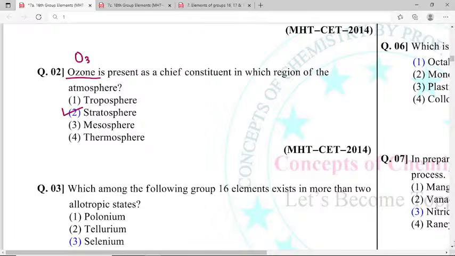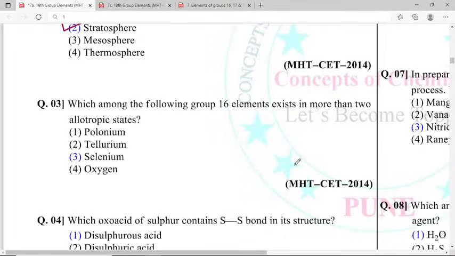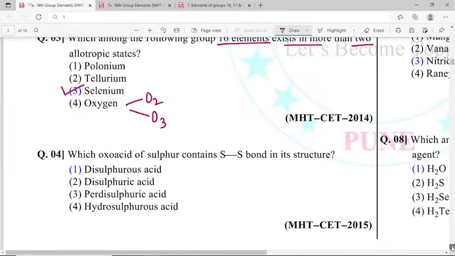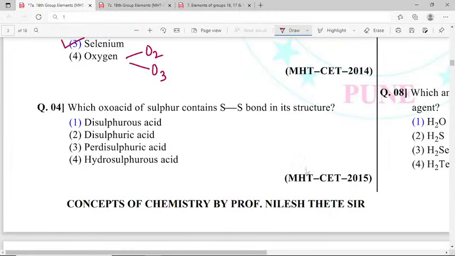Which among the following group 16 elements exist in more than two allotropic forms? Selenium. Selenium exists in more than two allotropic forms. Oxygen has only two allotropes, O2 and O3. Selenium shows more than two allotropic forms.